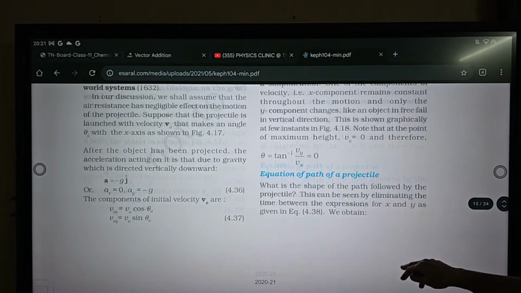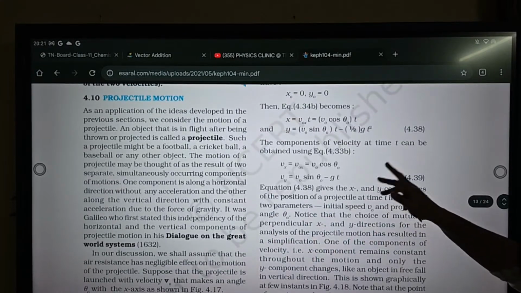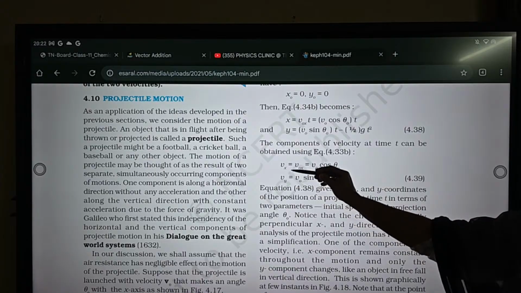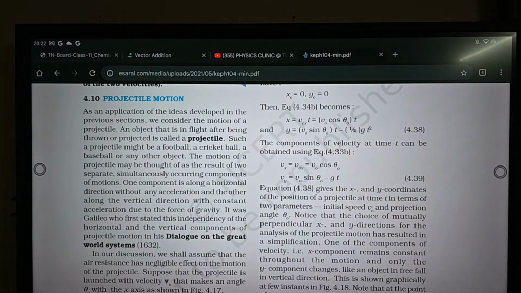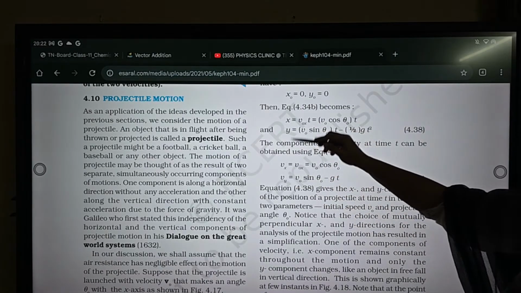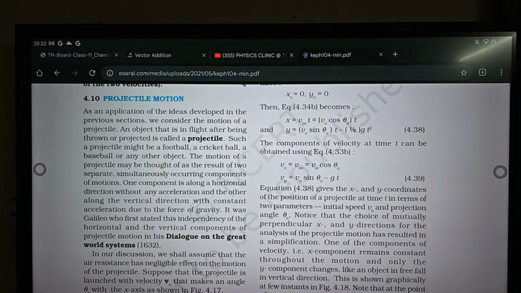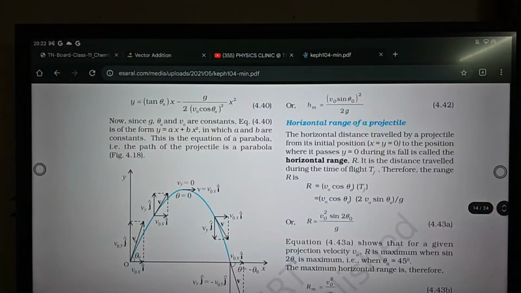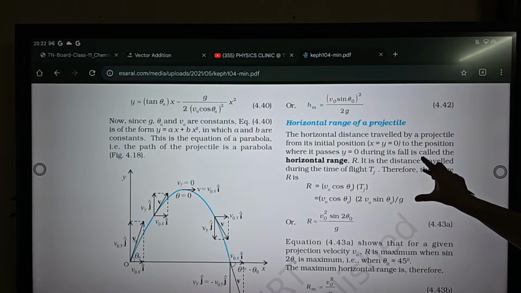This is tan theta naught, right? So how does it come? If you divide Vy by Vx, then only tan theta naught comes, right? Okay? If you divide y and x, then only it will be like that. So how does this equation arrive? Guess.